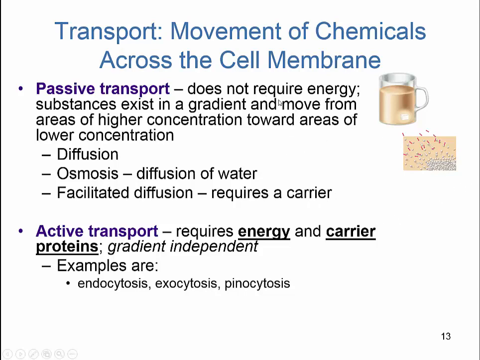So passive transport does not require energy, so there is no need for ATP. However, active transport does require energy. So ATP must be mentioned in any type of active transport pathways. The energy used is going to move the specific molecule in a gradient-independent fashion. So often, gradient-independent means it's going to move from a low concentration of solute to a high concentration of solute.